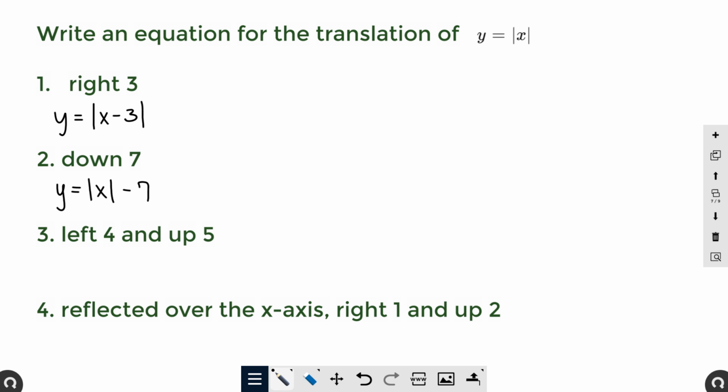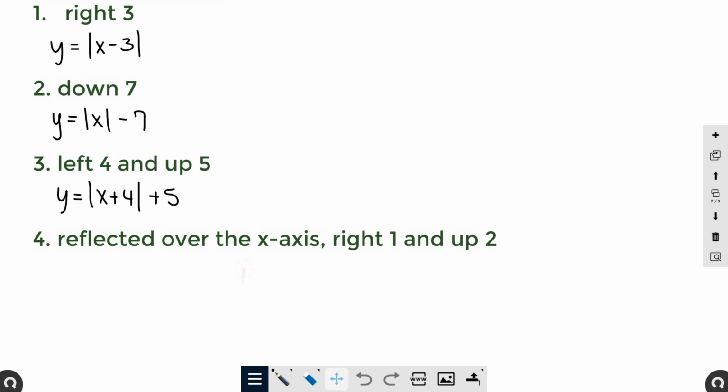Now we've got some combination ones where we put some things together. Left 4 and up 5. Just start with them one at a time. How do I do left 4? Plus 4 inside the absolute value with x. How do I do up 5? Plus 5 on the outside. Good.